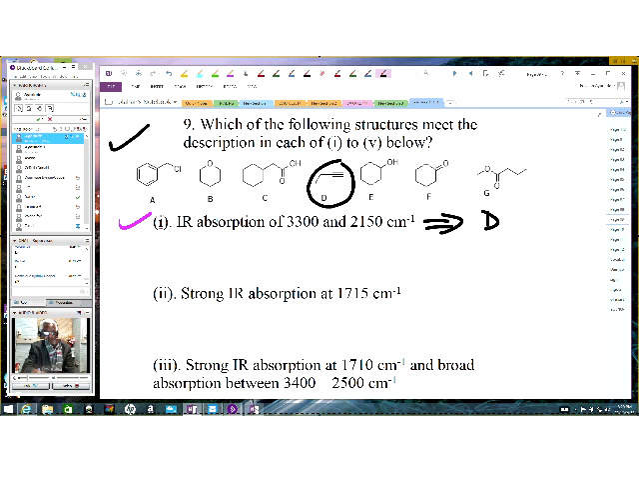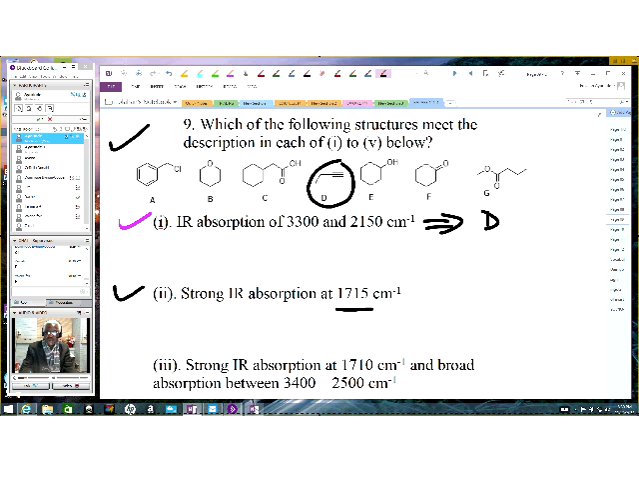Okay, but the next one says strong infrared absorption at 1715. Strong infrared absorption at 1715. You will also note that infrared absorption at 1715 generally will refer to ketones. So therefore, of all these compounds here, which one will it be?